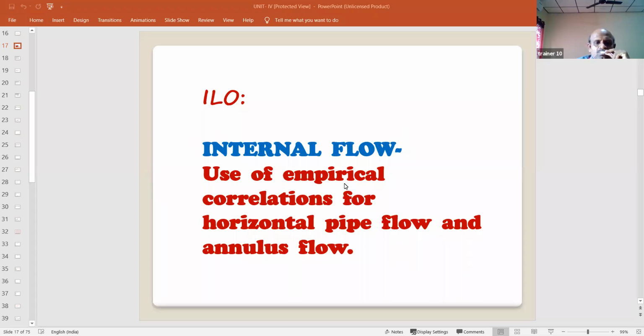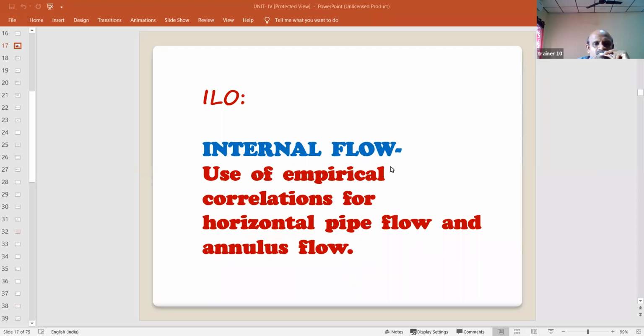In internal flow, mainly we have horizontal pipe flow and annulus flow. Suppose the flow is taking place through a horizontal pipe. Similarly through the annulus. I already explained what is meant by annulus, and we saw some of the annulus diagrams. Now, first of all, we are going to study internal flow. What is meant by internal flow?